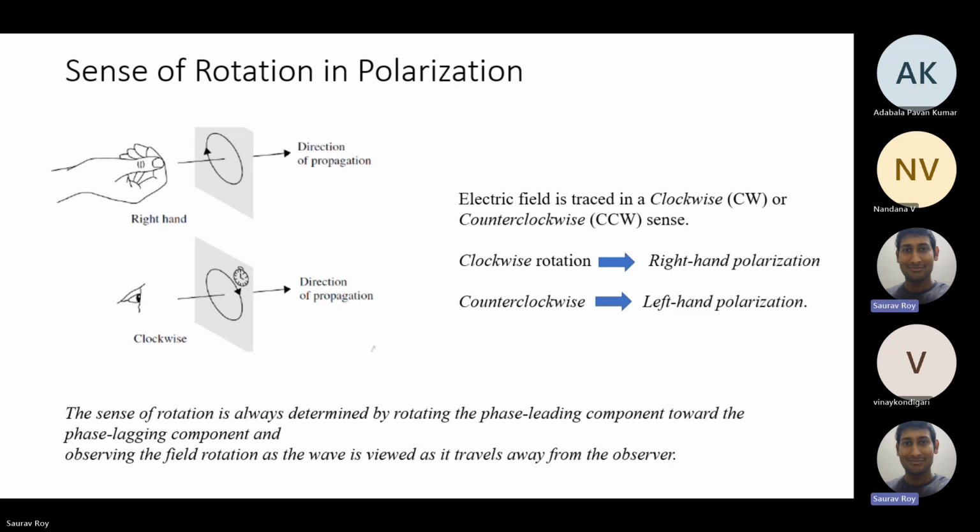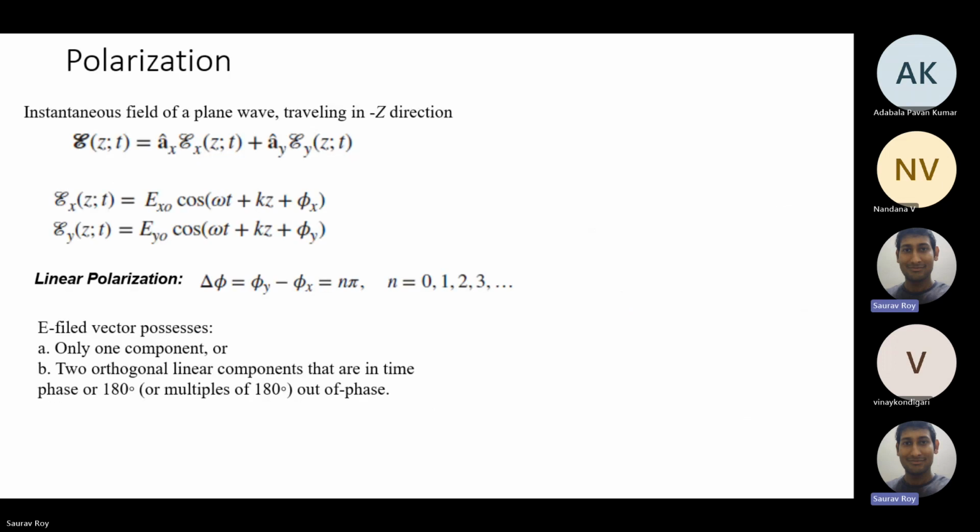Now let's move to the other one. So now we have three different types of polarization: one is linear, another is elliptical, another is circular. We'll see on what basis they are defined. It says the instantaneous field of a plane wave, let's say a wave traveling in the minus z direction, is defined as E(z,t), the total electric field, given as Ex, the X component, and Ey, the Y component.